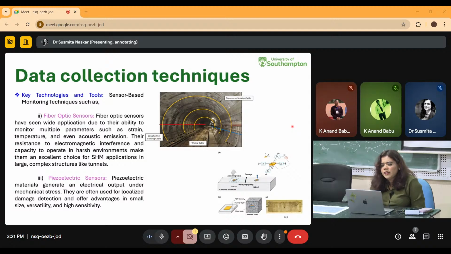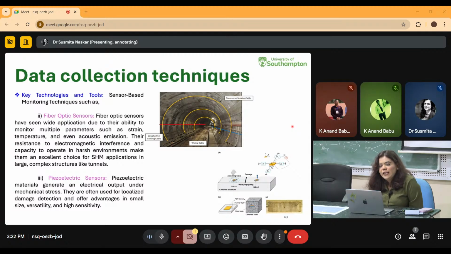It's quite important, it's quite obvious, because they can monitor multiple parameters simultaneously, and that's where the fiber optic sensors are quite different compared to the piezo sensors, compared to the vibration one, right? That's the special ability of the fiber optic sensors, that they gain wide application because they can monitor multiple parameters simultaneously, such as strain, temperature, even acoustic emission. So in acoustic cases, they have been used quite a lot.